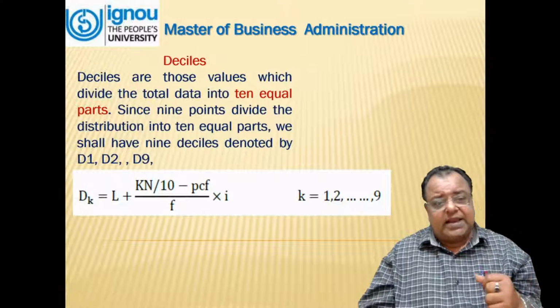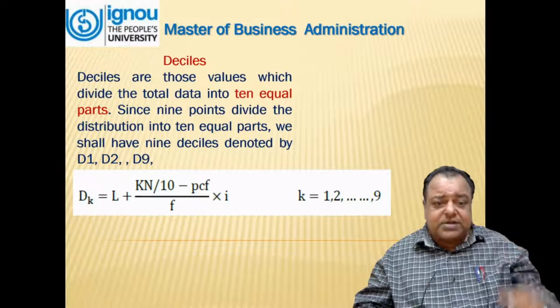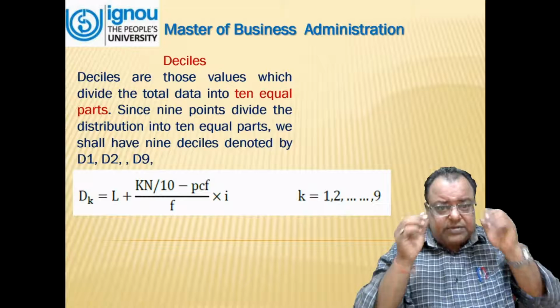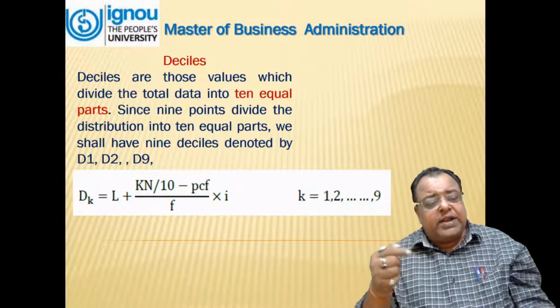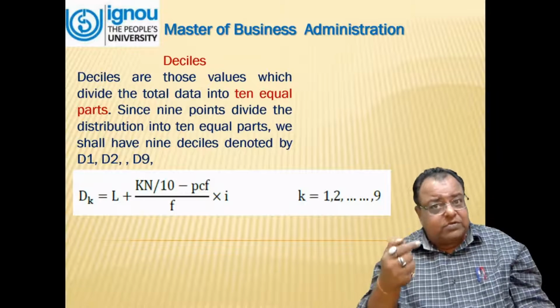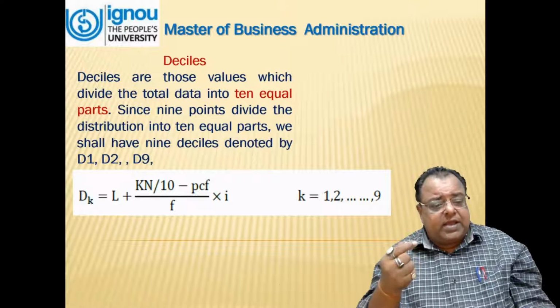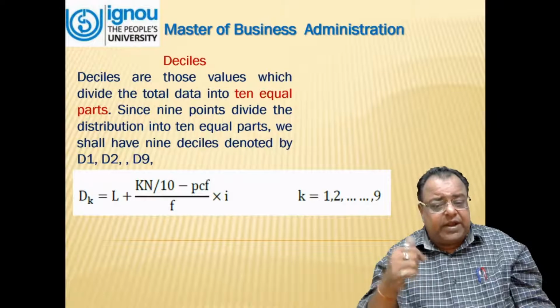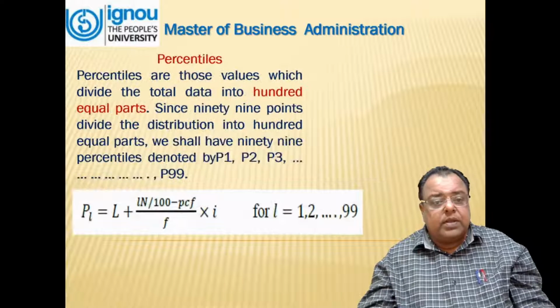For calculating deciles: decile means the division of data into 10 equal parts. That means in between we will be having 9 deciles, so D1, D2, D3 till D9. So we modify the formula we use to calculate the median. Here we will modify it like Dk equal to L plus kn by 10 minus PCF upon f into i, where k will be 1 to 9.